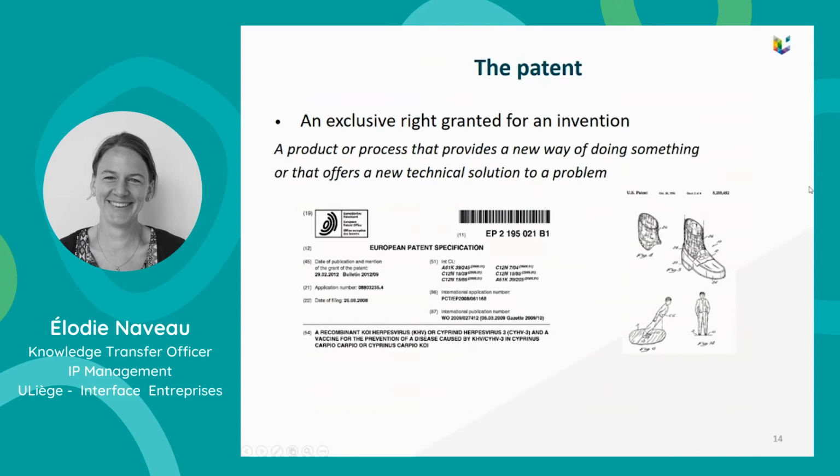So let's now see about the patent. The patent is an exclusive right granted for an invention. What is an invention? An invention is a product or process that provides a new way of doing something or that offers a new technical solution to a problem. This is the way an invention is defined by the European Patent Office. So this example is about a European patent that was filed at the University of Liège.